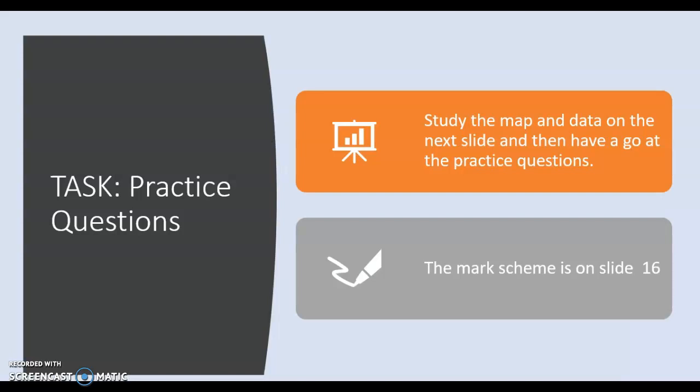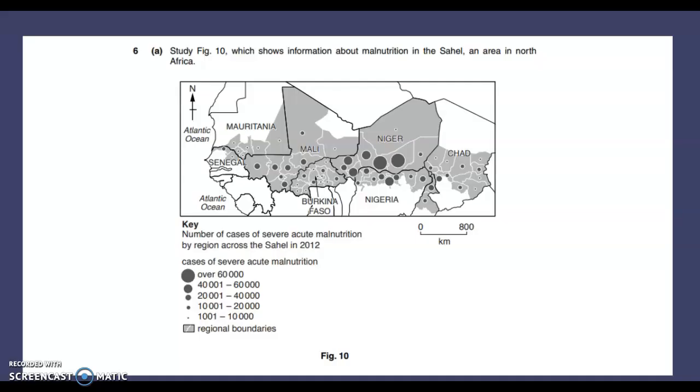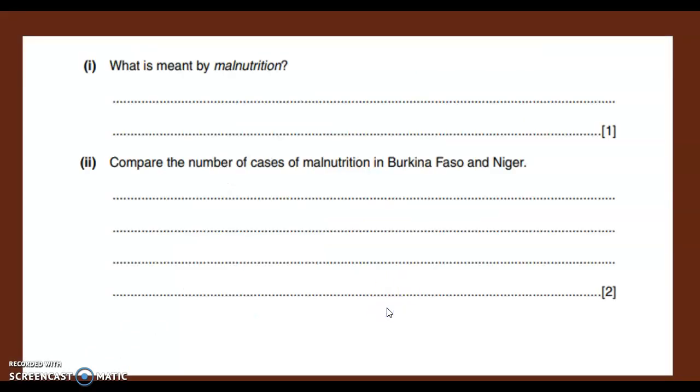Next up, some practice questions, okay? So there's some map and data on the next slide, and then there are some practice questions. These should come as no surprise to you because I've kind of built you up to that today. So here's your map. This is obviously a map of sub-Saharan Africa. South Sudan is not on here, but it's kind of over here, so you kind of get the gist of what's going on.